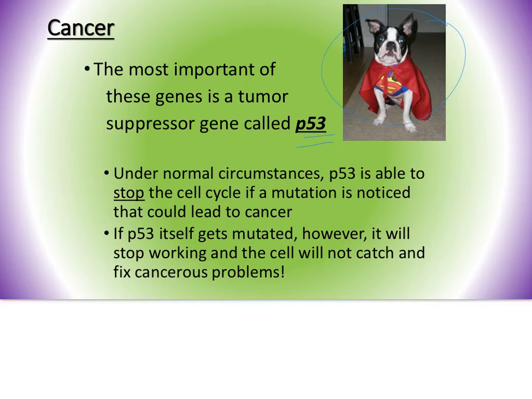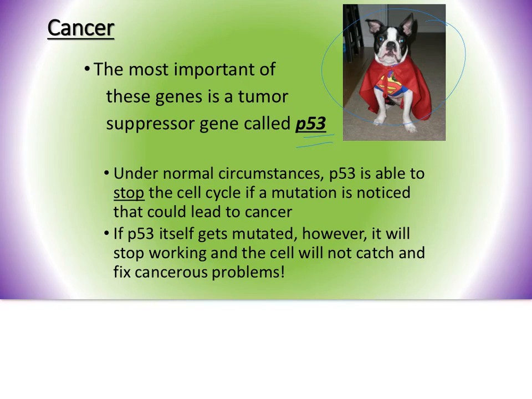P53 is a gene that under normal conditions keeps your cells from becoming cancerous. So P53 limits the cell cycle. It stops the cell cycle if there's a mutation or some other problem going on in that cell. But if P53, the last line of defense, gets mutated, then it's no longer there to do that job. It's no longer there to defend against cancer, and the cell can become cancerous.